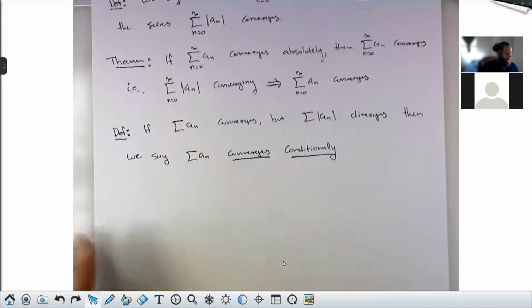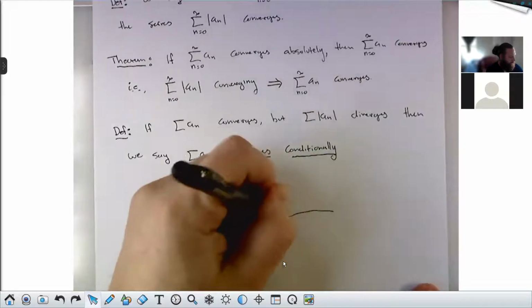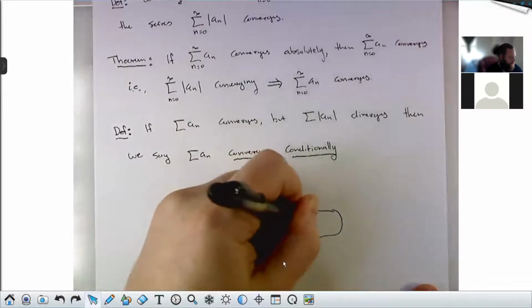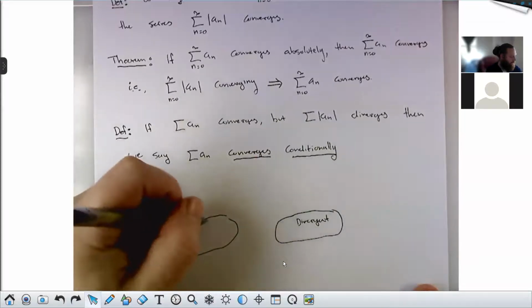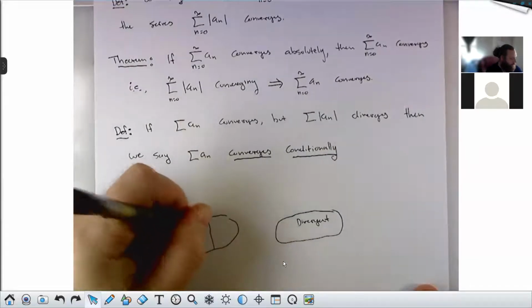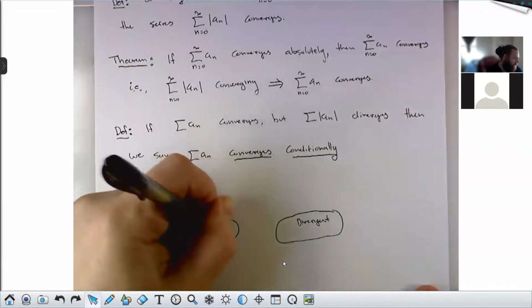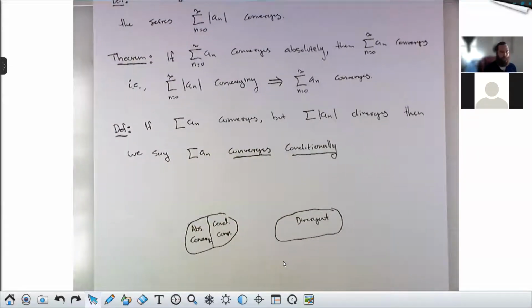One last little metaphor. All series can sort of be sorted into two groups. There are those which are divergent. And then over here, among the convergent series, I can think of this as having two pieces. There are the ones that are absolutely convergent, and the ones that conditionally converge. Right? So if you look at all series, they're either divergent or convergent.